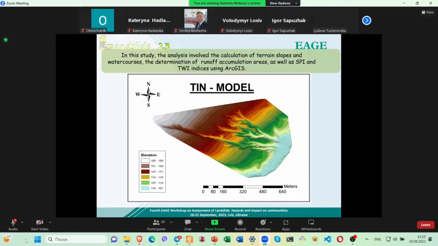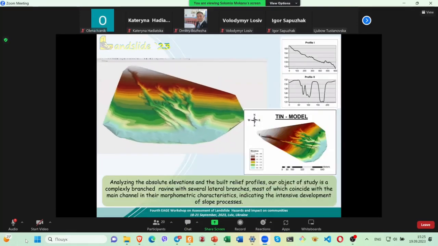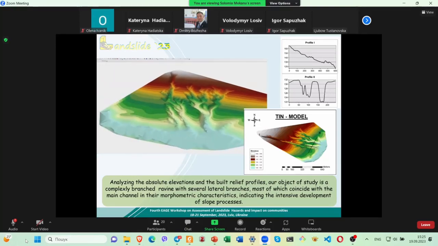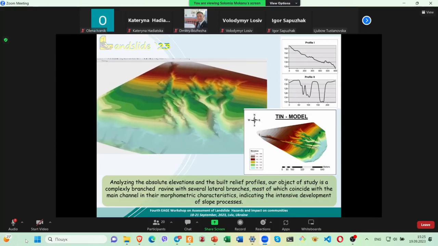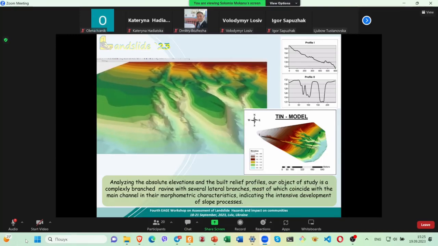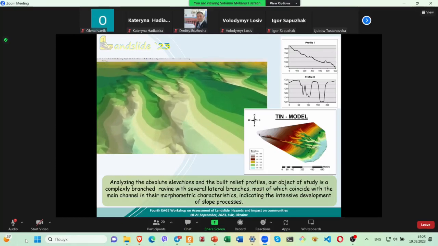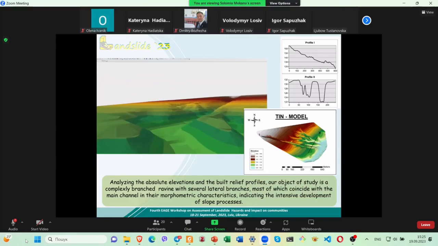So, next. Analyzing the absolute elevation and building relief profiles, our object of study is a complexly branched ravine with the length of the main ravine channel of 600 meters, with several lateral branches of 315 meters.